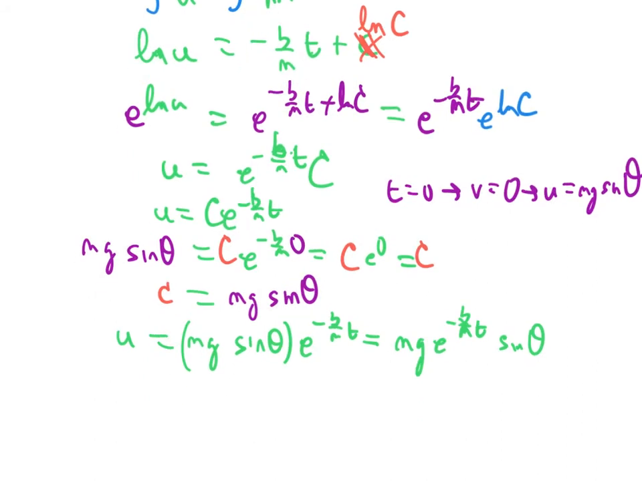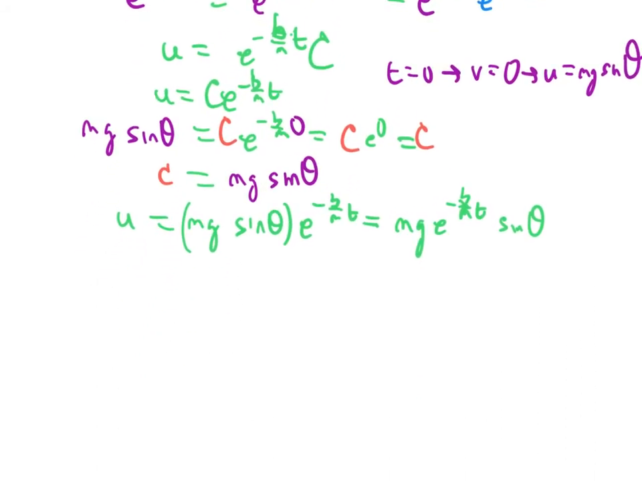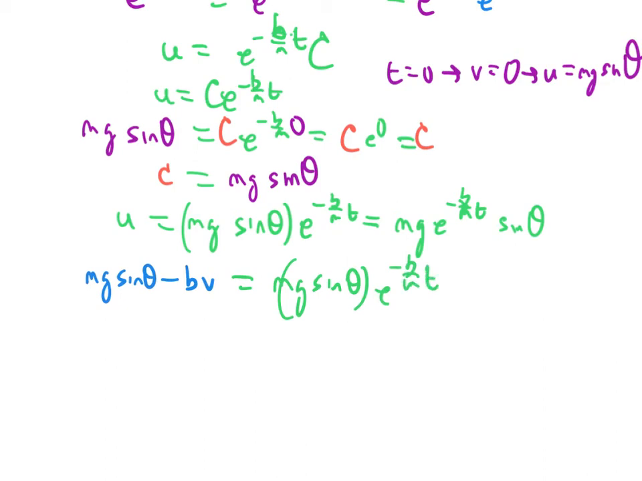The important thing is that before we celebrate too much, we aren't actually done, because we were not looking for u, we're looking for v. So we have to go in here and say, well, u was mg sine theta minus bv, and that has to equal mg sine theta times our exponential factor. Now it's not so bad. We just solve for v. So maybe we bring bv to the other side, bring the mg to the first side, we end up with something like bv is mg sine theta minus mg sine theta times that exponential.